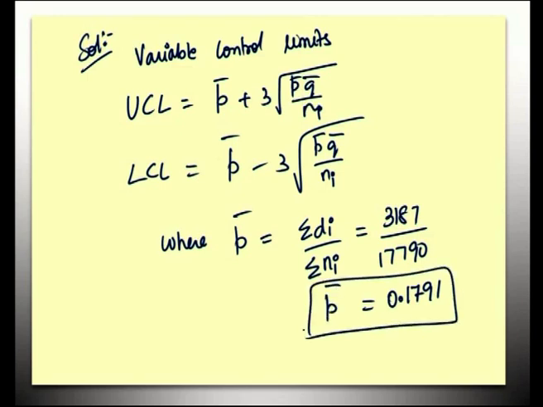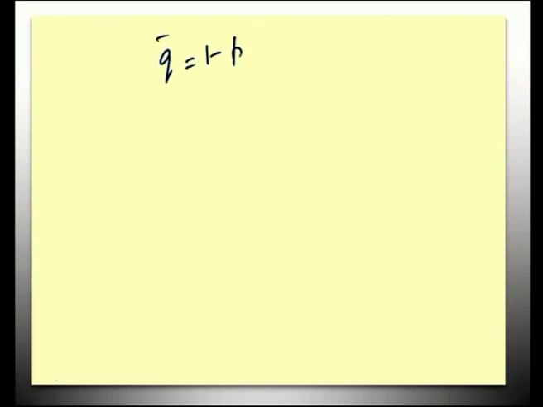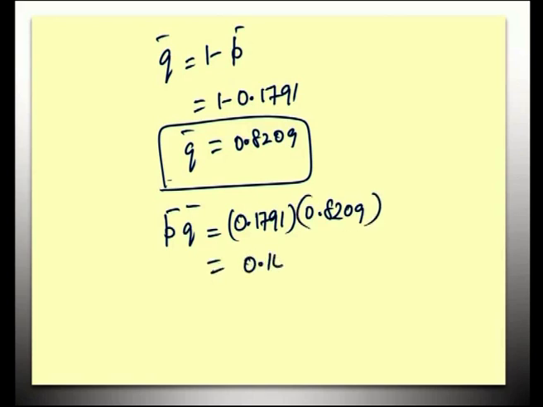Thus, Q bar is equal to 1 minus P bar, which is 1 minus 0.1791, equal to 0.8209. This is Q bar. Now, P bar Q bar is also required here. The P bar Q bar value is 0.1791 into 0.8209, which is equal to 0.1470231. This is the P bar Q bar value.